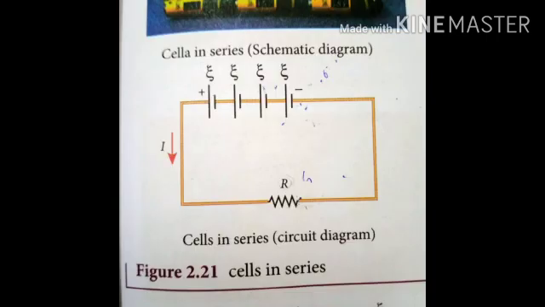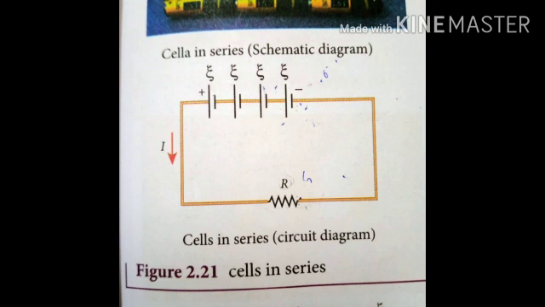Now we are going to see cells in series. Several cells can be connected to form a battery. In the series connection, the negative terminal of one cell is connected to the positive terminal of the second cell. The negative terminal of the second cell is connected to the positive terminal of the third cell, and it goes on. So the free positive terminal of the first cell and the free negative terminal of the last cell become the terminals of the battery.